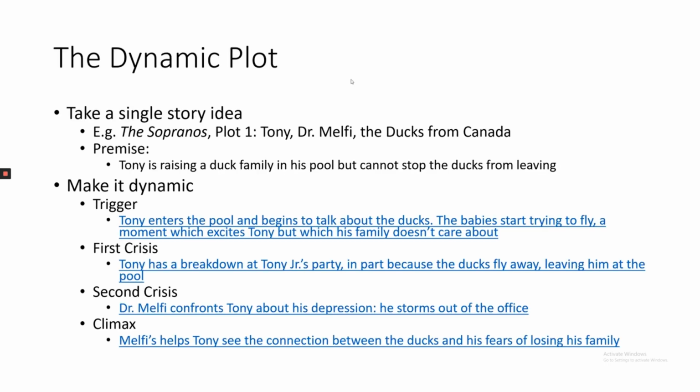I talked about the importance of a dynamic plot, taking a single story idea and turning it into a dynamic plot. We looked at examples from Community, at an example from Seinfeld, and I asked you guys to think about 4 stages in the plot that would make it dynamic. For example, the trigger is the moment that initiates the conflict of the plot. If you think about a certain story idea, there is an inherent conflict in that story idea, and the trigger is the moment that initiates that conflict.